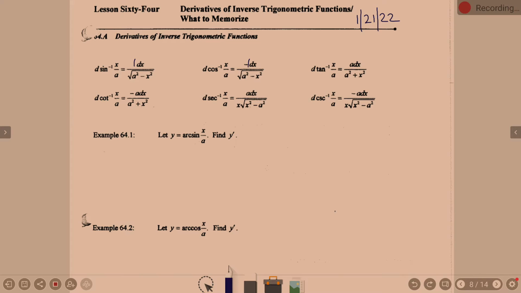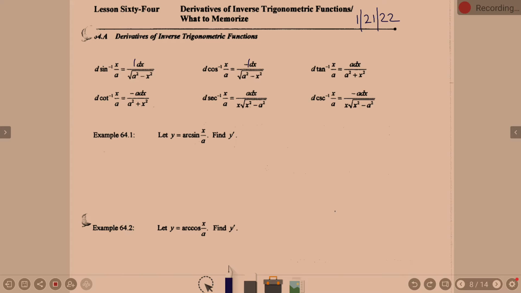With the derivative of tangent inverse of x over a, notice there's an a here. So whatever your a value is, over a squared plus x squared, there's no square root sign over there. As you look down below, that next row gets a little bit different, of course. Cotangent inverse is negative a over a squared plus x squared, so you've got the negative. Secant inverse, a over x times the square root of x squared minus a squared, and cosecant, negative a over x times the square root of x squared minus a squared. So you definitely see the positive negative connection and all of that.